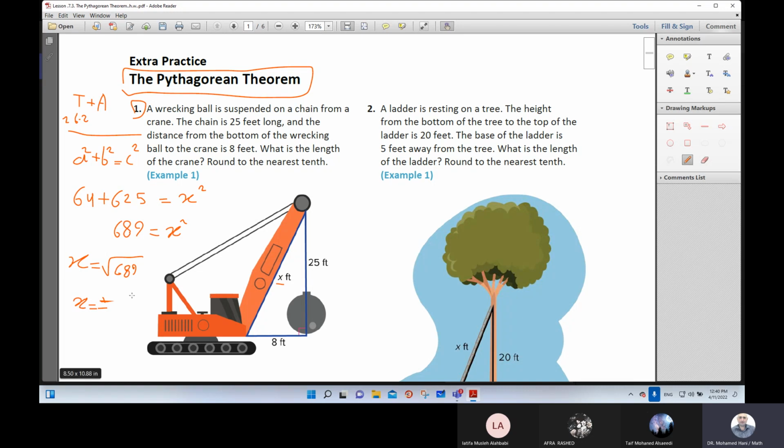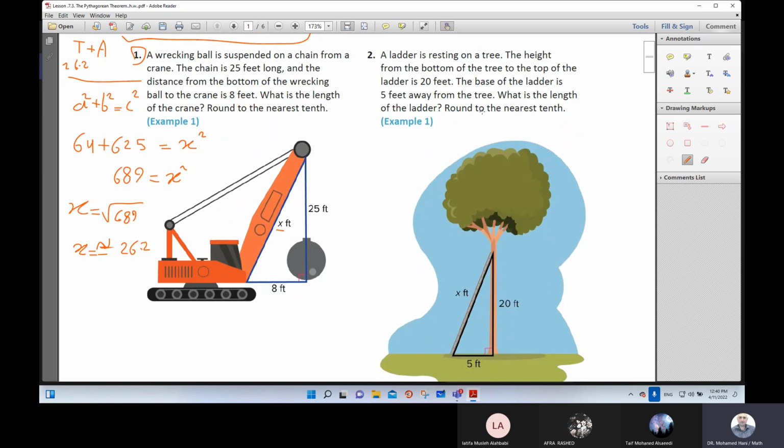Excellent, Taif and Afra and Latifa. So the answer will be about 26.2. Excellent, Afra and Latifa and Taif. I will add to you 2 points. Now I want from all to try number 2, please. Read the question very well. Then try to find the value of x. Then tell me what is your answer. Start, please. You have 5 minutes.